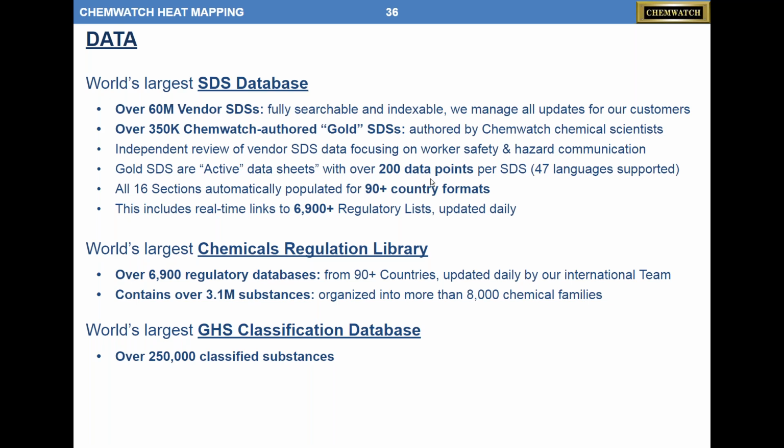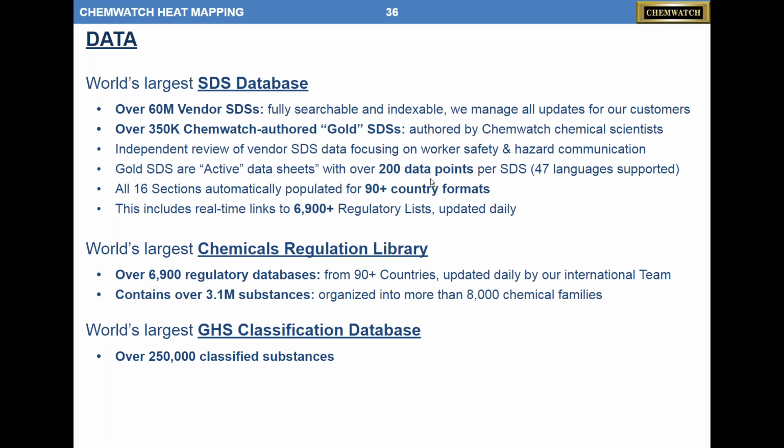A gold SDS allows us to move between 90 country formats, 47 languages, and we can simply do that with a few mouse clicks. We have an integrated chemical regulatory database or chemical regulation library, and we have almost 7,000 databases, 6,960 I think was the last count. And we keep this globally, so over 90 countries. So if you need to know, I have a chemical that I'm using in my process in Taiwan, is that okay? It's in Germany, is that okay? It's in France, we can let you know that.